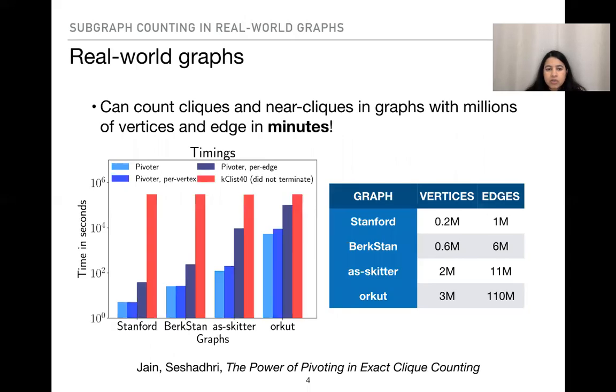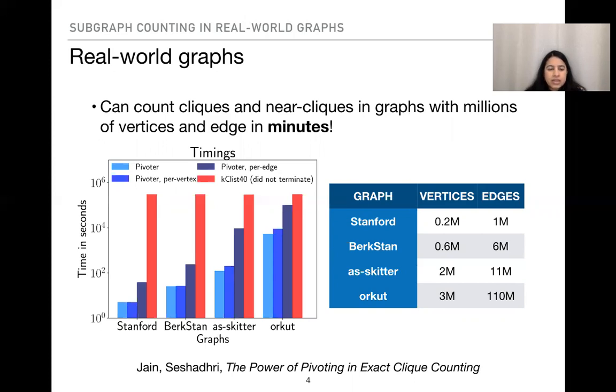So this is a plot from one of the recent papers. The plot on the left shows the four large graphs on the x-axis, and the y-axis shows time in seconds on a log scale. The sizes of the four graphs are shown in the table on the right. And as we can see, they easily run into millions of vertices and edges. So ignore the red lines for now.